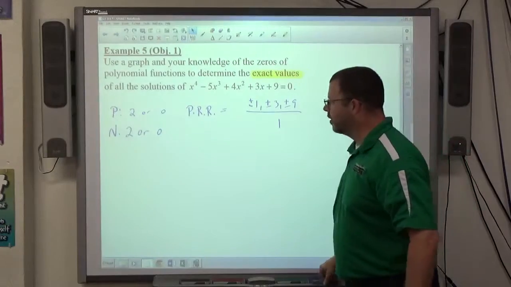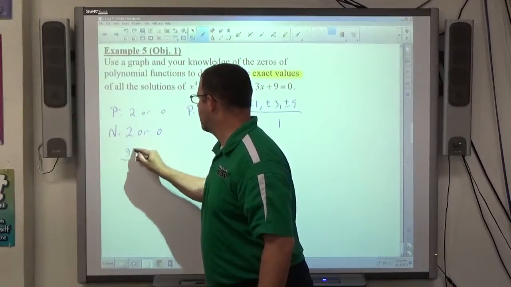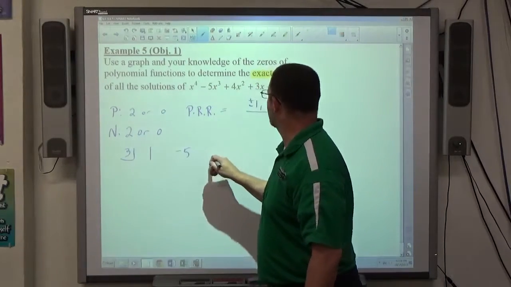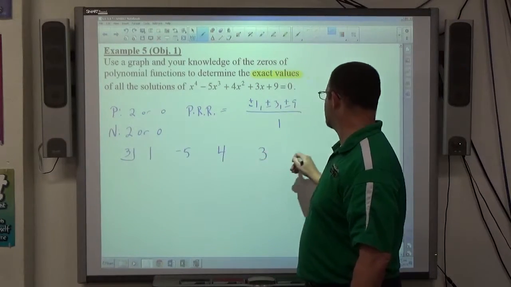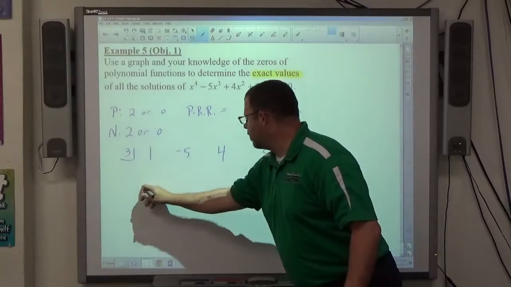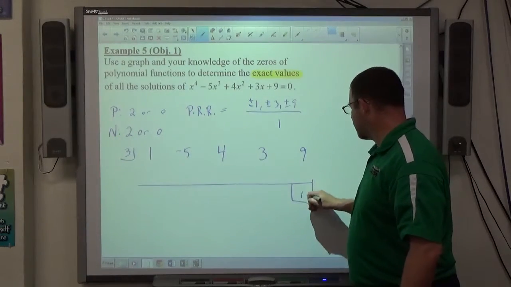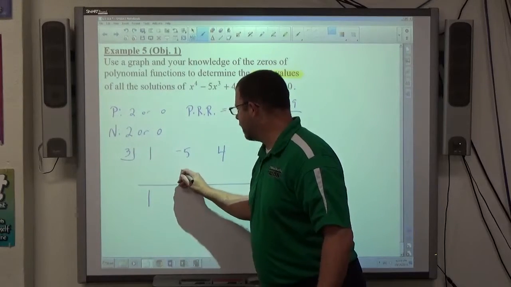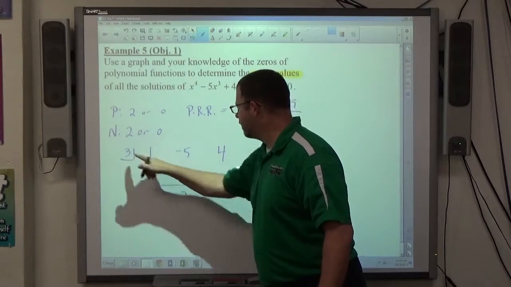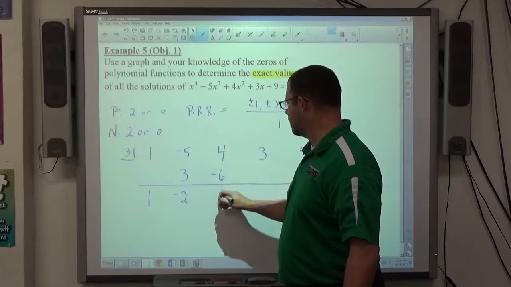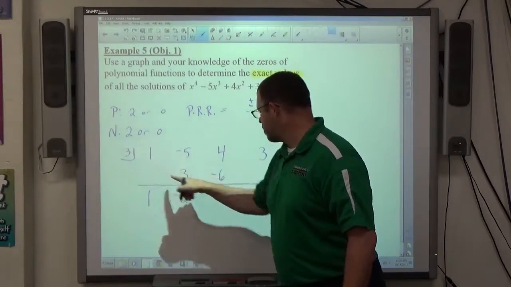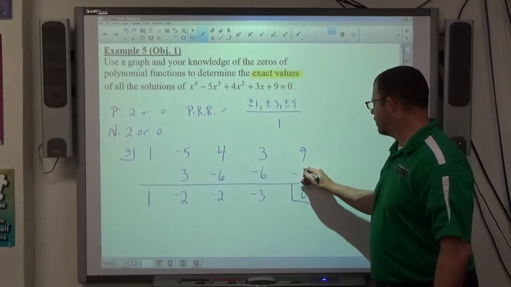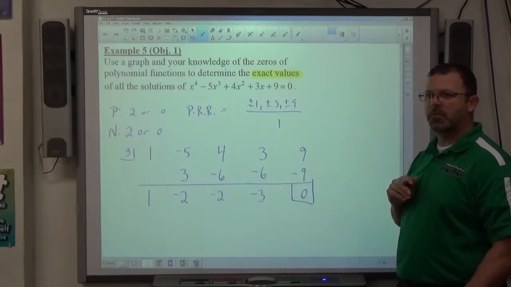So at this point, I'm going to do a synthetic division with 3 into the polynomial function 1x to the 4th minus 5x cubed plus 4x squared plus 3x plus 9. And doing the synthetic division once, getting a remainder of 0 because 3 works. 1 comes down, 3 times 1 is 3 plus negative 5 is negative 2. 3 times negative 2 is negative 6 plus 4 is negative 2. 3 times negative 2 is negative 6 plus 3 is negative 3. 3 times negative 3 is negative 9 plus 9 equals 0. So we get the right remainder.